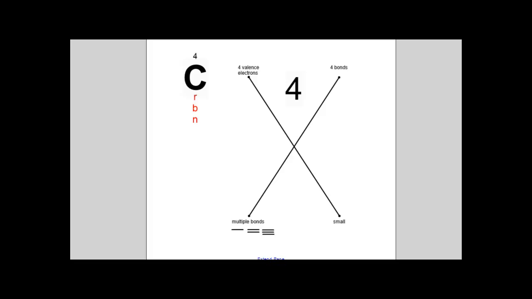Well, simply, carbon's story is the story of 4. Carbon has 4 valence electrons, and each of those 4 valence electrons is unpaired. It's single, and it's going to try to pair up with another electron from another atom in order to be paired to become more stable. For that reason, carbon forms 4 bonds.